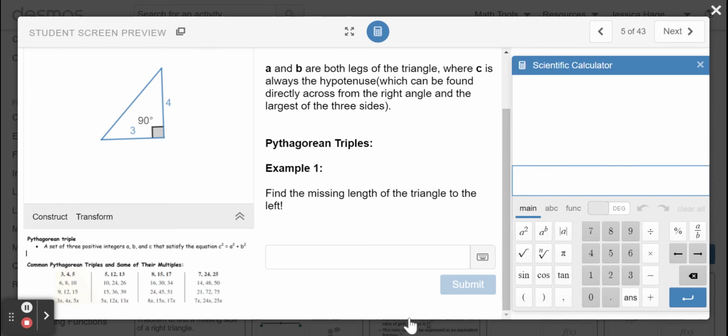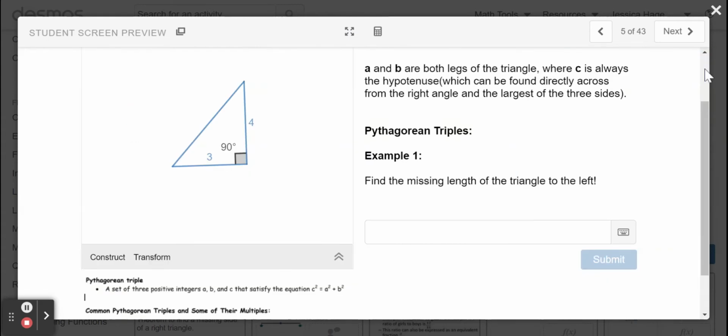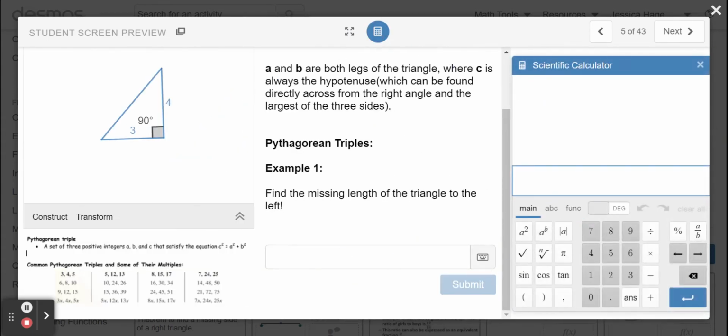You don't want to use your cell phone because these calculators are very similar to the one that you'll see on the state test. And if you use these calculators in Desmos, I can see your answer and I can help you out if you're stuck.